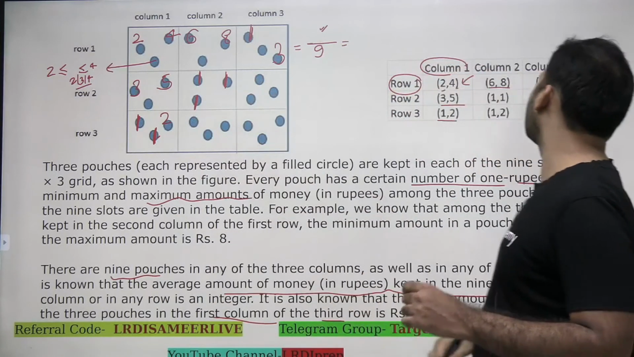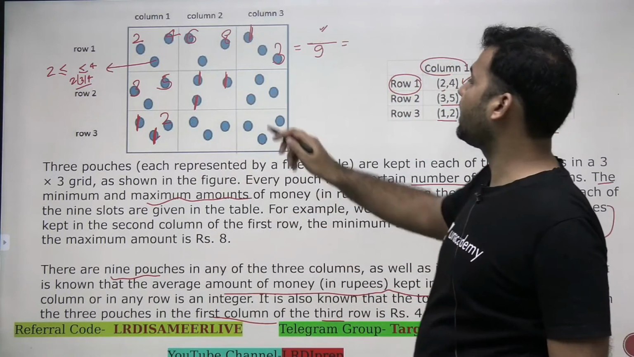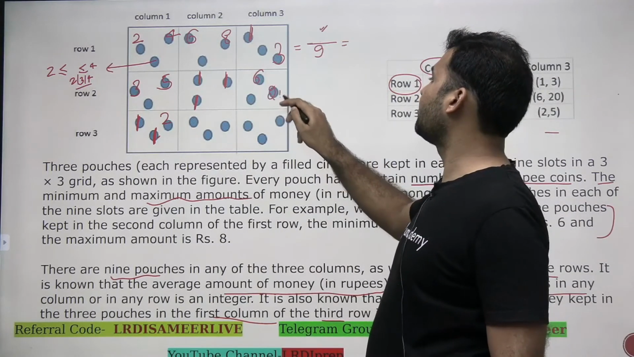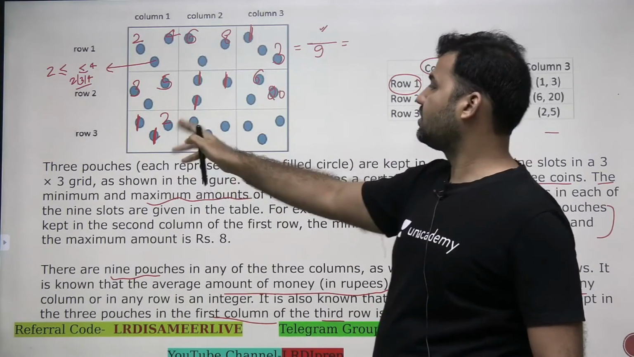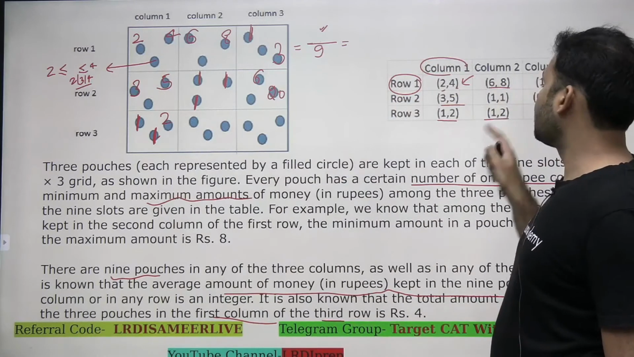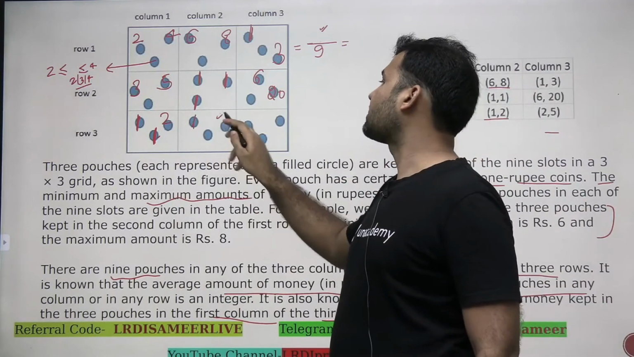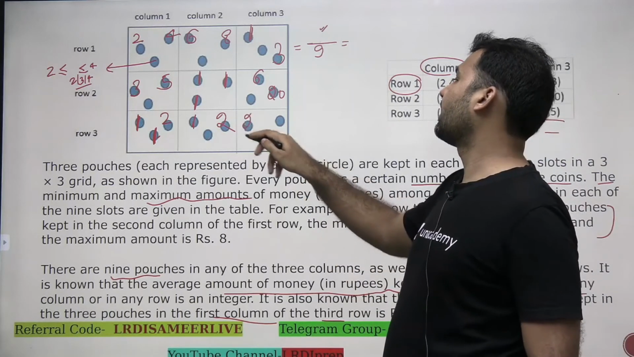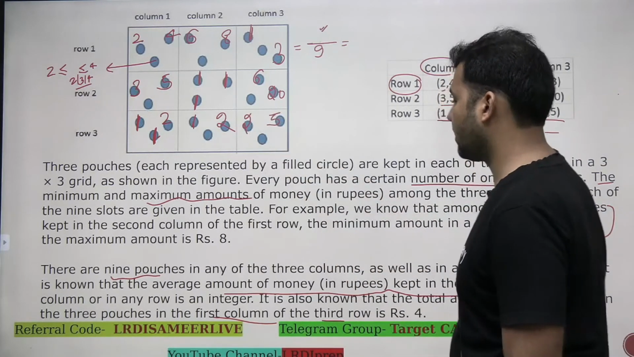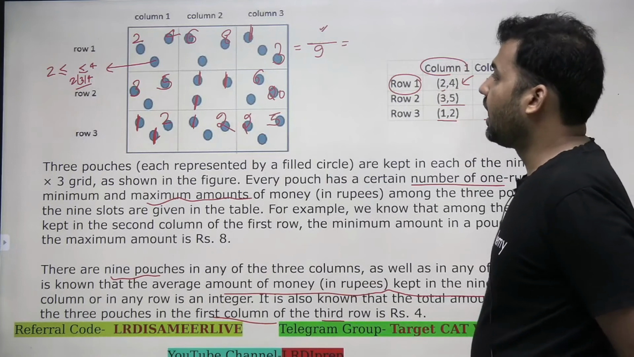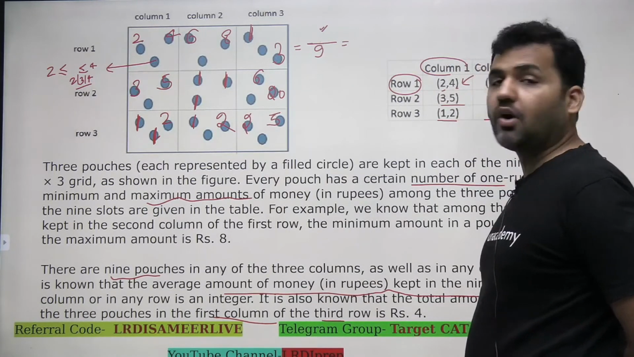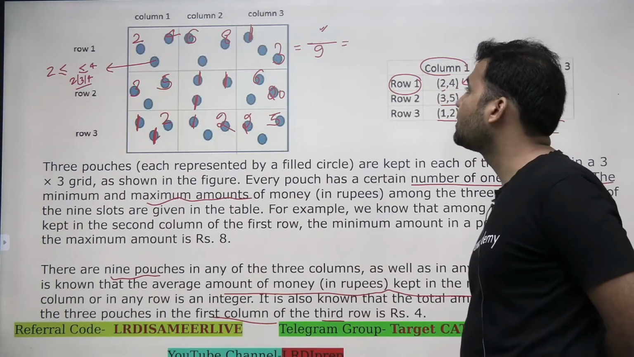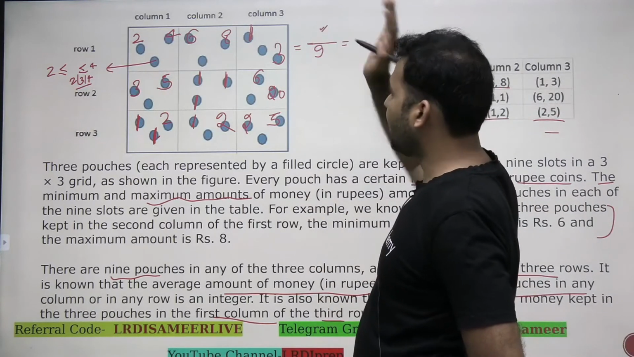If you look at this particular cell, minimum 6, maximum 20. If you look at this, we have already filled this. This is 1, 2 again, minimum 1, maximum 2. This says minimum 2 and maximum 5. All right. Now we have only one piece of information left to use, that the average should be a multiple of 9.